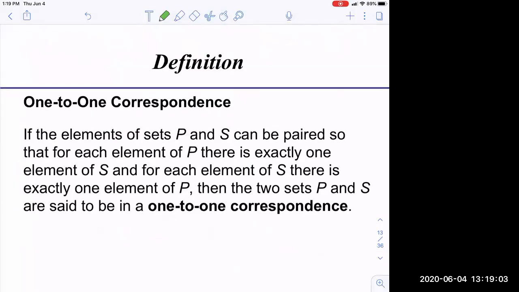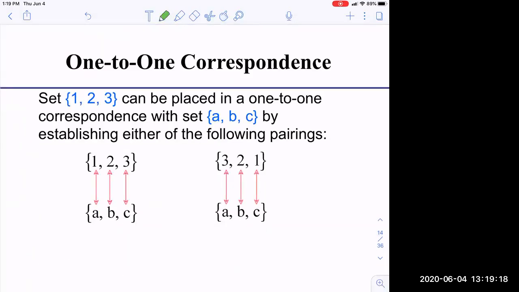Okay, one-to-one correspondence. That just means we can line up the elements in one set directly across from elements in another set. For example, we can say that the set, let's call it A, and the set B here are one-to-one. And they're not equal. A does not equal B, but A is equivalent to B. They have the same number of terms, so they could be lined up one-to-one.